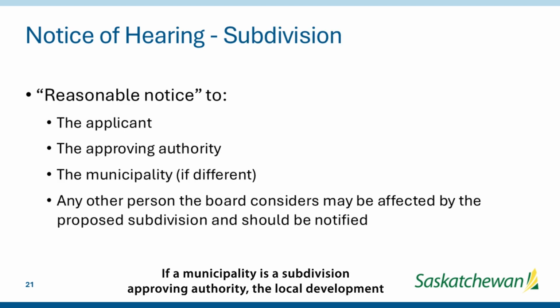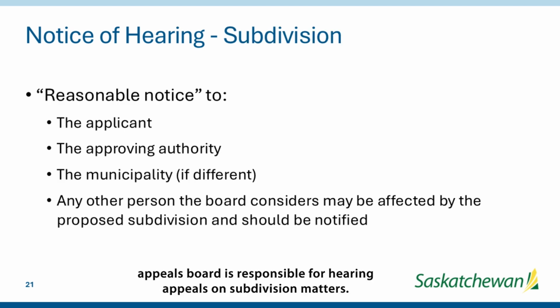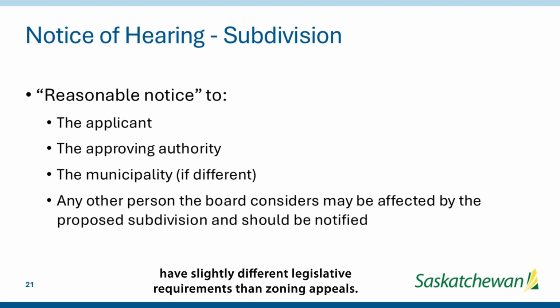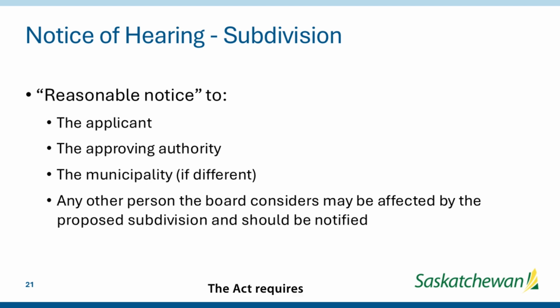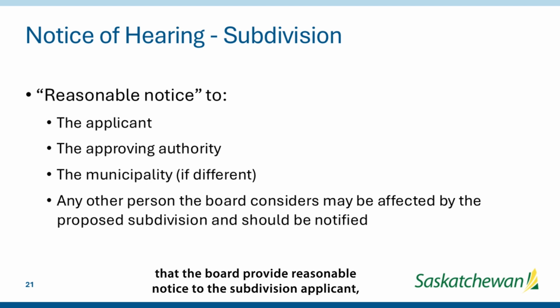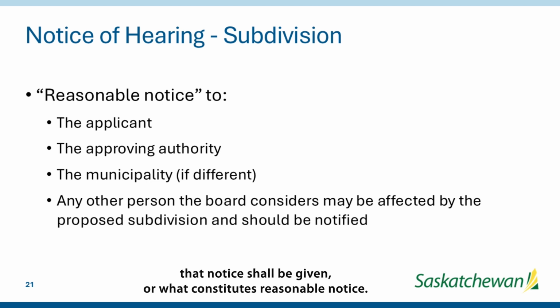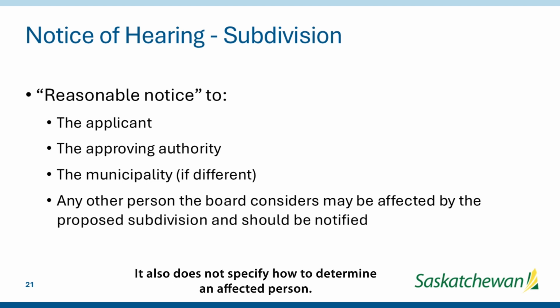If a municipality is a subdivision approving authority, the Local Development Appeals Board is responsible for hearing appeals on subdivision matters. Notice of appeal hearings for subdivisions have slightly different legislative requirements than zoning appeals. The Act requires that the board provide reasonable notice to the subdivision applicant, the approving authority, the municipality if different than the approving authority, and any other person the board considers to be affected by the proposed subdivision. The Act does not state the method that notice shall be given or what constitutes reasonable notice. It also does not specify how to determine an affected person.